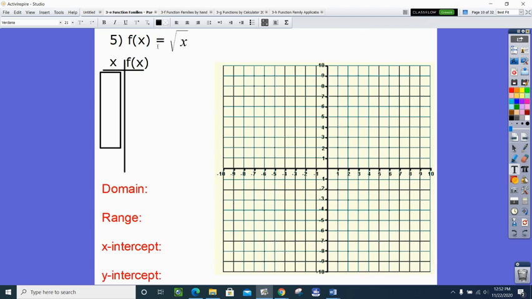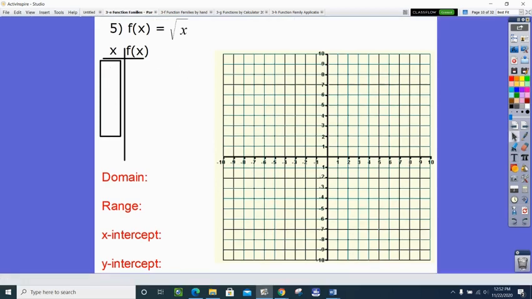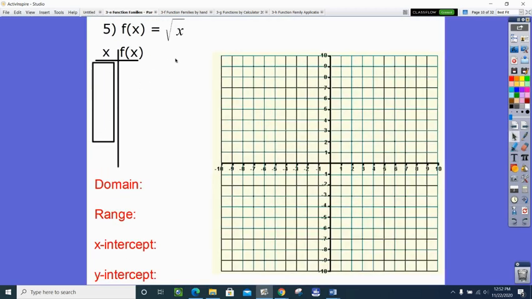Okay, the next one is f of x equals the square root of x. And here's the first one where our fave 5 are going to fail. So we're not going to use our fave 5, because in the real number system, putting a negative under the square root is not going to work. So our minimum input in this case would be 0.